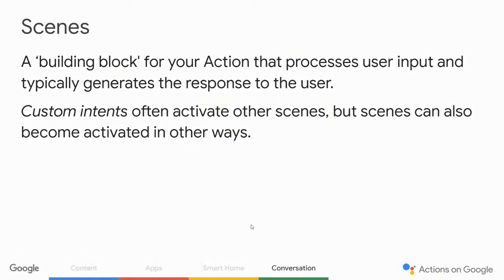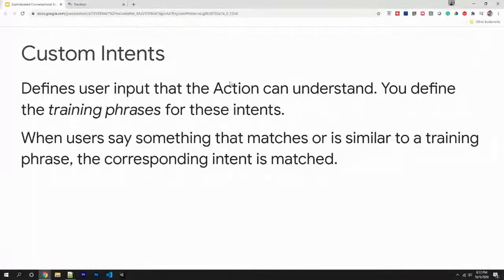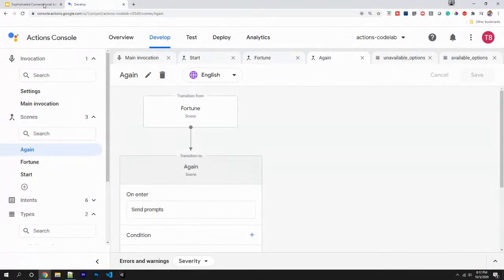So before we actually start understanding the different features that we'll be looking into today, let me show you what exactly the final action would look like. Okay, so I'm quickly switching to the Actions console. You can go to the Actions console by going to console.actions.google.com. Once you create a project, you can start the whole process.